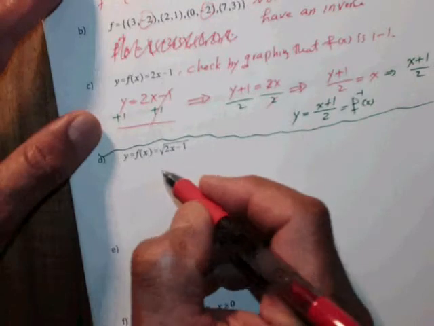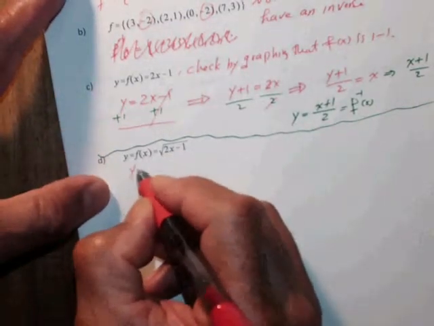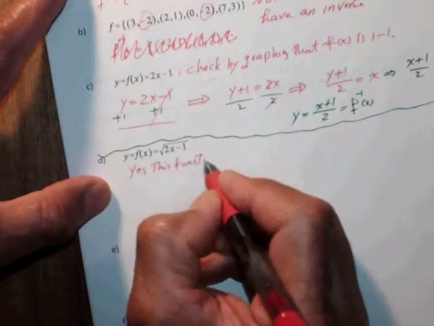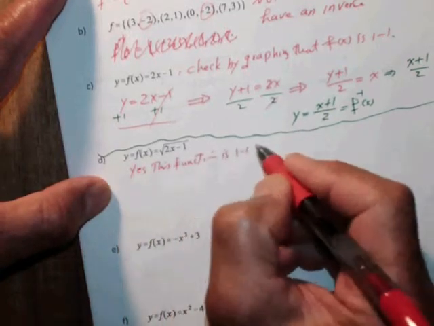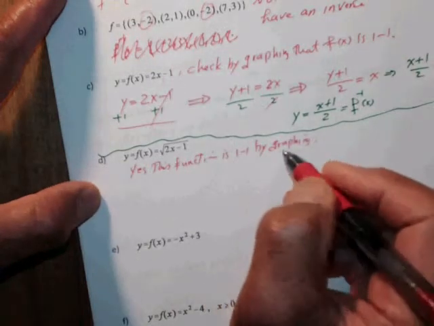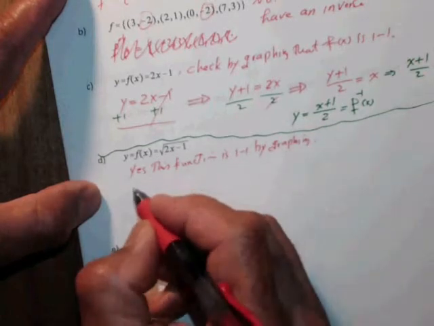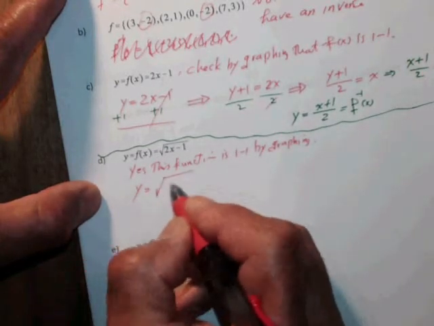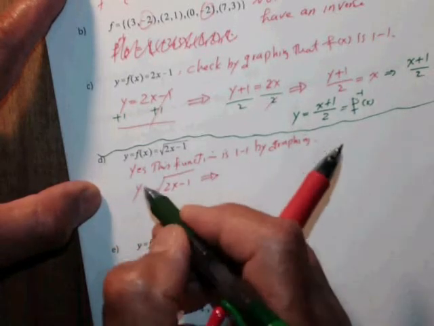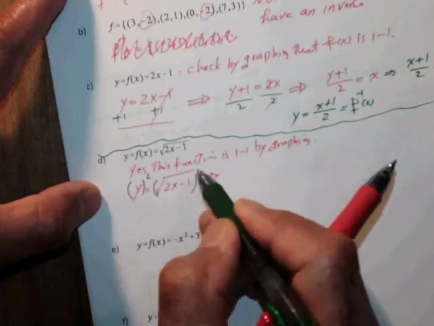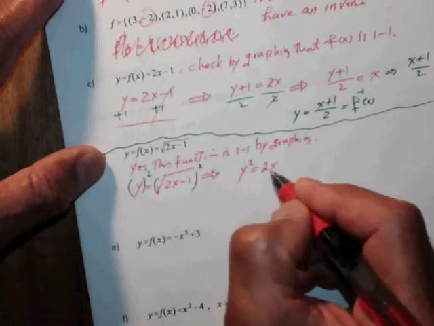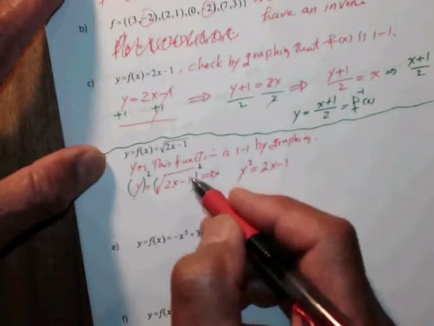Next one, yes, this function is 1 to 1 by graphing. So it has an inverse. So I say y equal to square root of 2x minus 1. To solve for x, I square both sides. Square both sides, you get y squared equal to 2x minus 1. Square root and squaring, they cancel out.